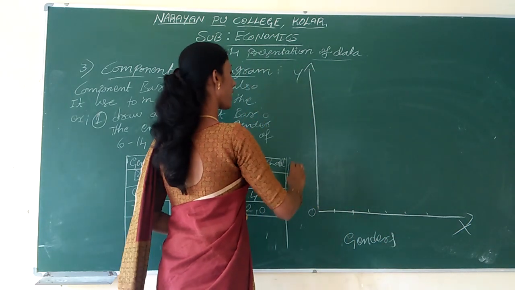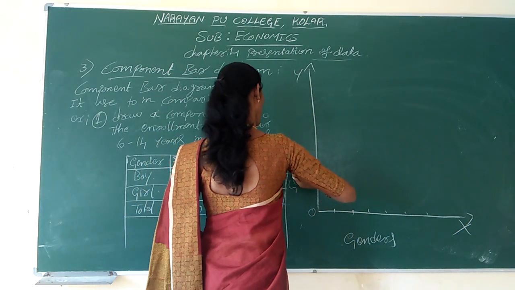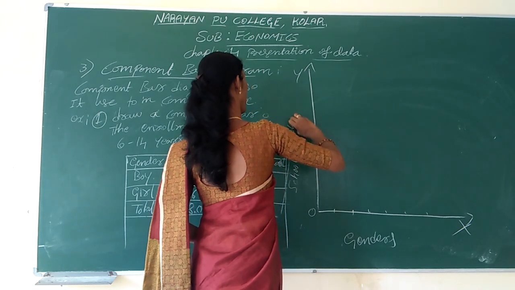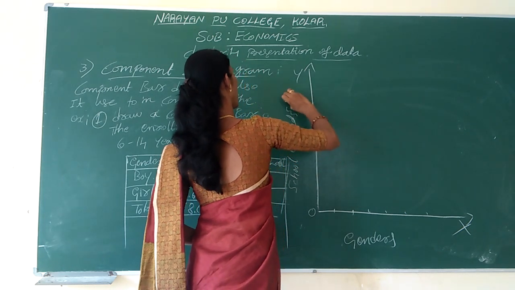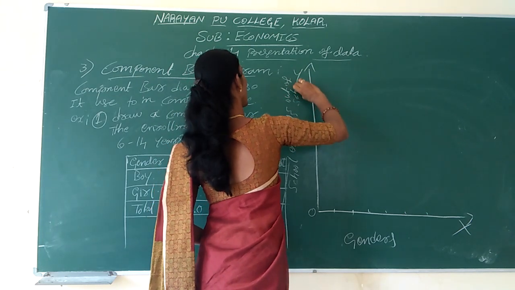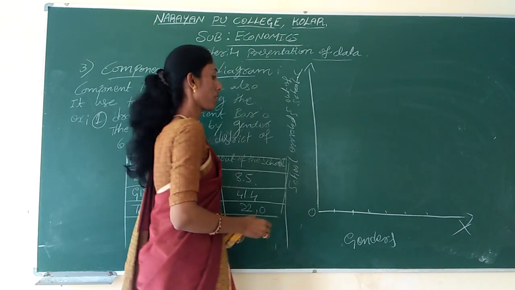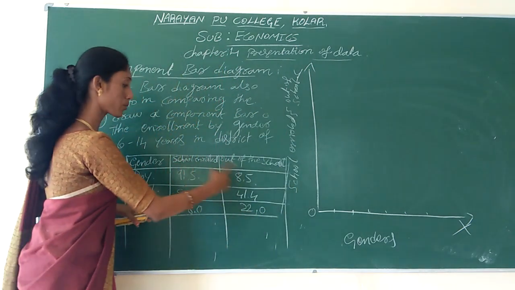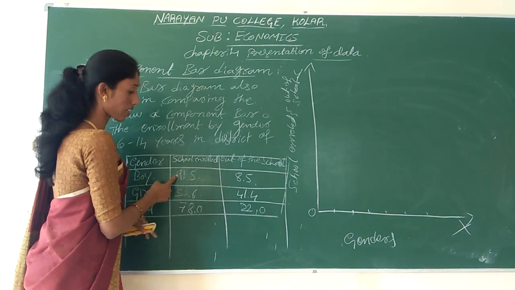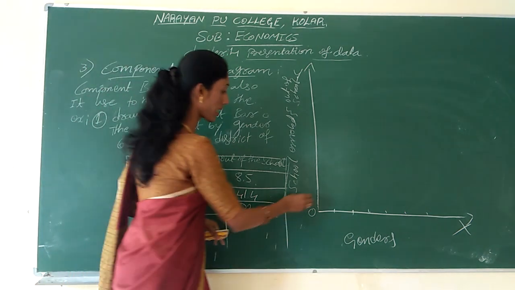On the y-axis we are measuring school enrolled and out of school. Observe the variables: the range is between 91 as the highest and 22 as the lowest. Take 10 as the class interval.